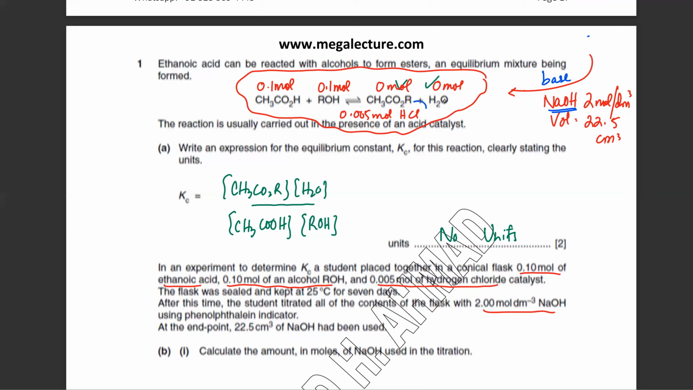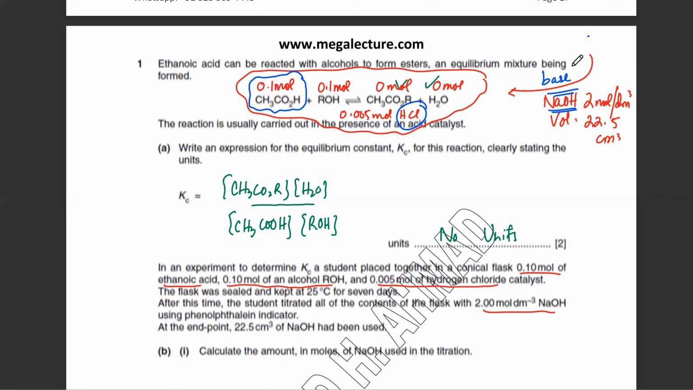So it's going to react with the HCl. And it's also going to react with the carboxylic acid. I mean, it's going to react with acids, right? Bases react with acids. So the amount of NaOH that you're adding is going to react with two things: HCl and the carboxylic acid. It's not going to react with the alcohol. It's not going to react with the ester, and it's not going to react with the water molecules.